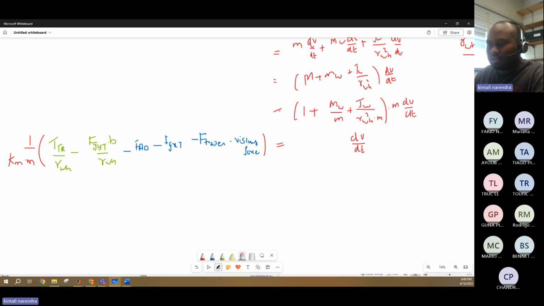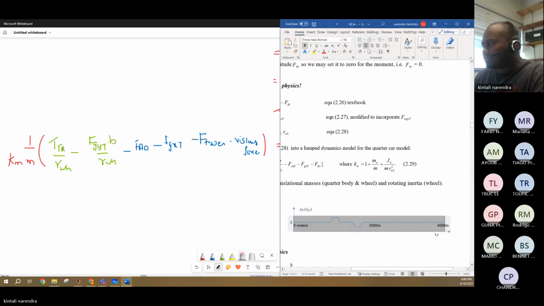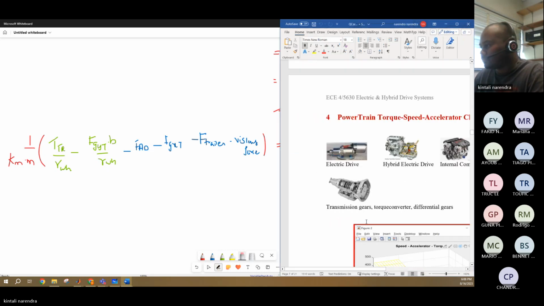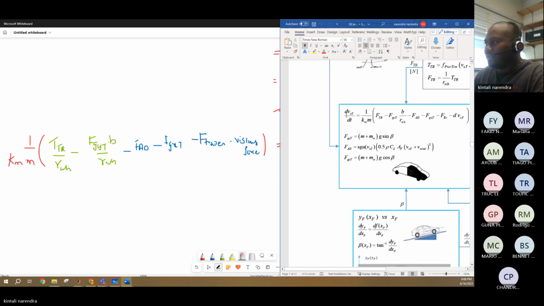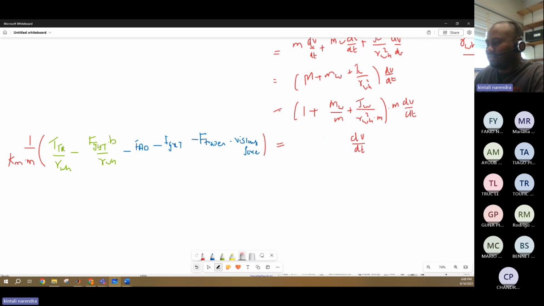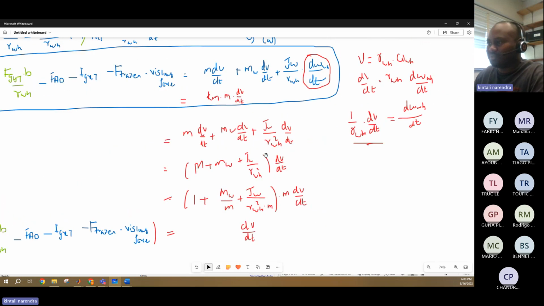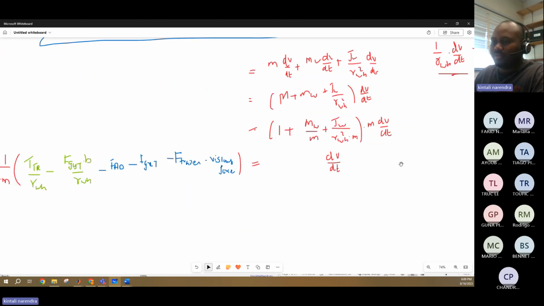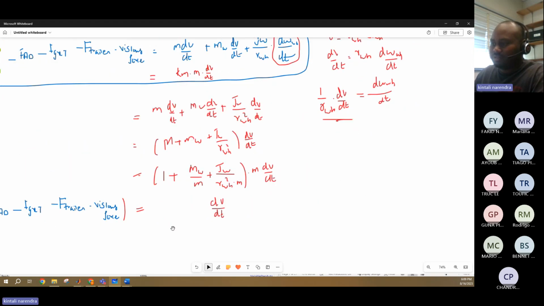See, this is the equation they have in the notes. dv by dt is equal to 1 by Km into (Ftr minus ...). That's how they got it. The simple derivation they did is, I'm not doing every derivation because it takes too much time. But here, V is equal to RWH into omega H. From there, they got this term. They simplified it. Now, Km is nothing but these three terms. This is Km.